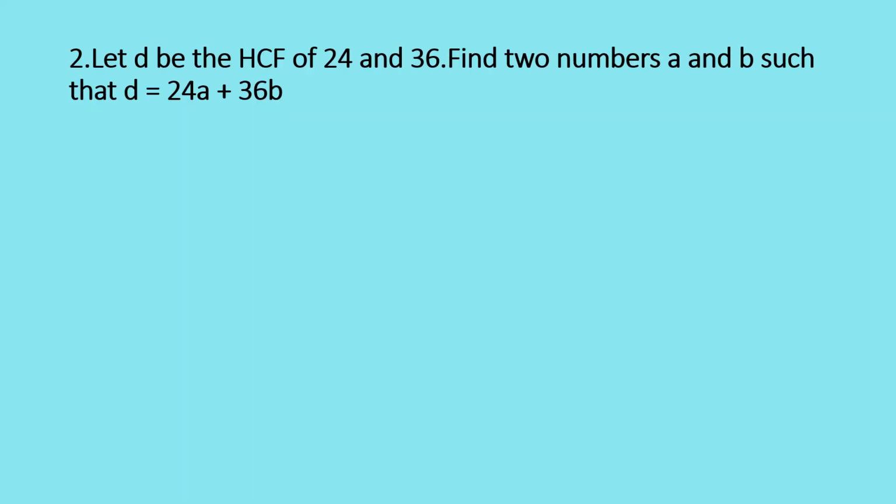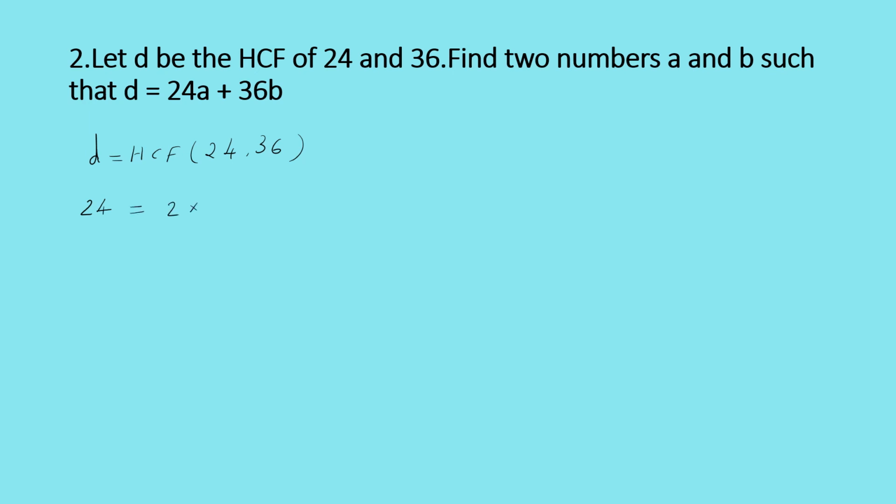Question number 2. Let D be the HCF of 24 and 36. Find two numbers A and B such that D equal to 24A plus 36B. Now it is given D equal to HCF of 24 and 36. That is, you have to find the HCF of 24 and 36. For that, you can use prime factorization method or Euclid's division algorithm. I am using prime factorization method.